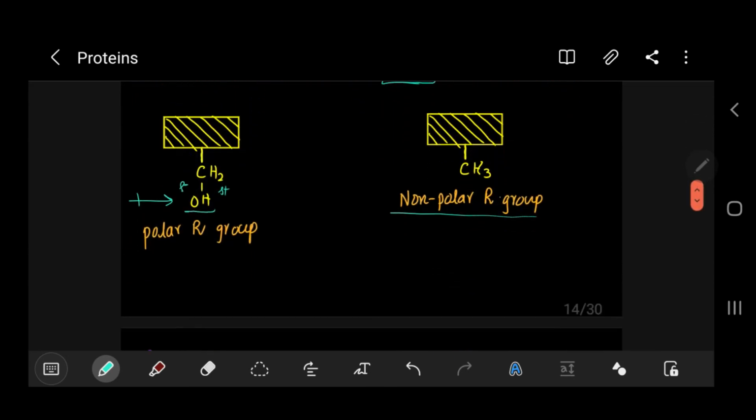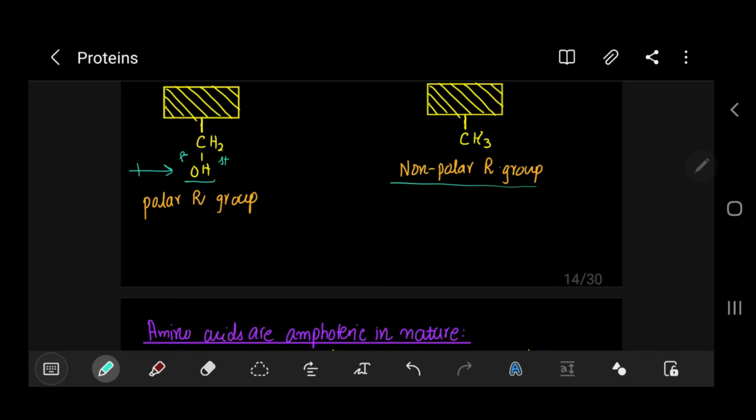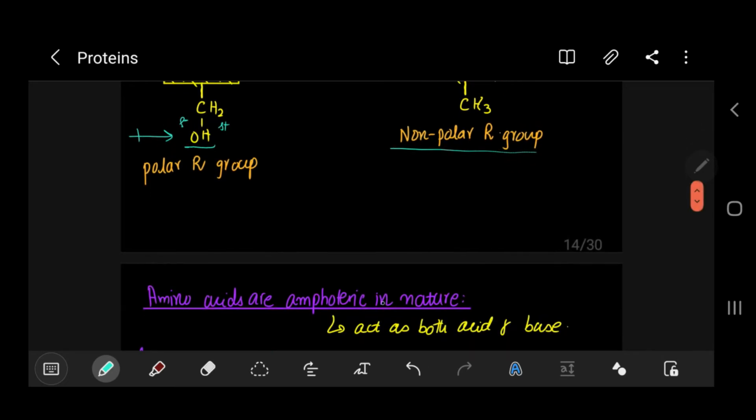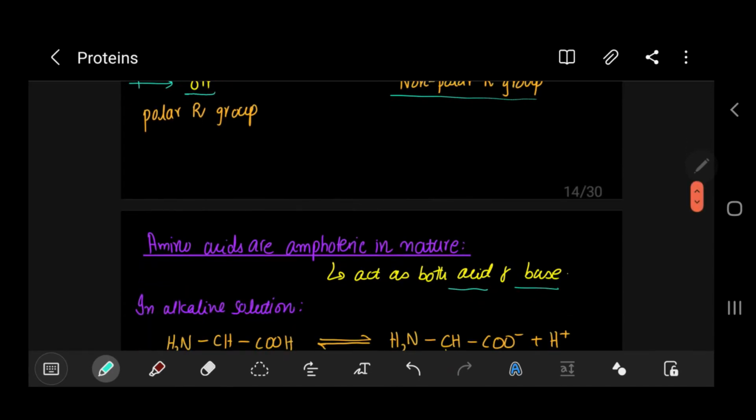Now we need to study a very important property of amino acids, and that is that amino acids are amphoteric in nature. Amphoteric means having dual nature. That means they act as both acids and bases. We'll see how that goes.